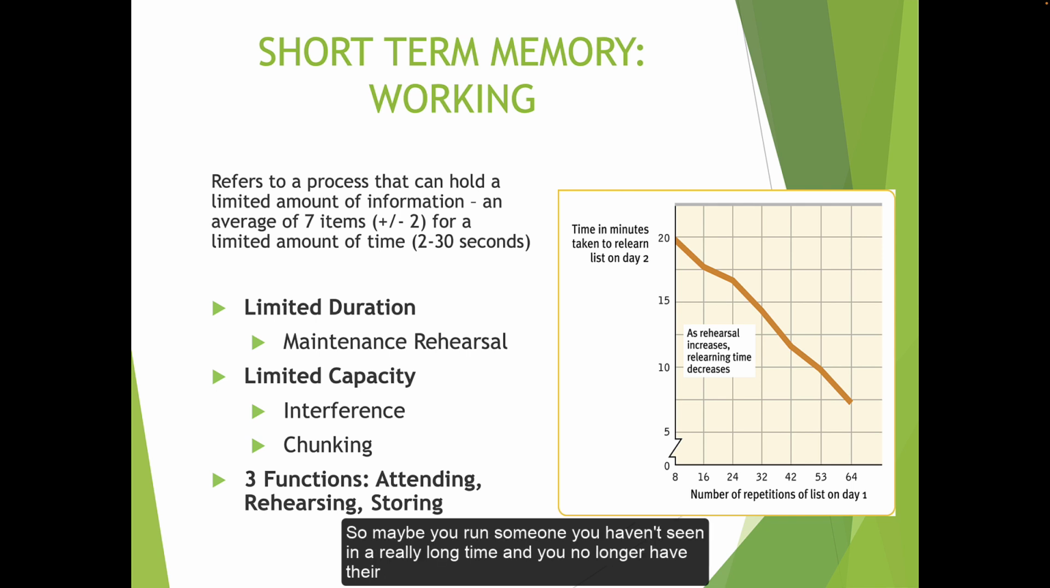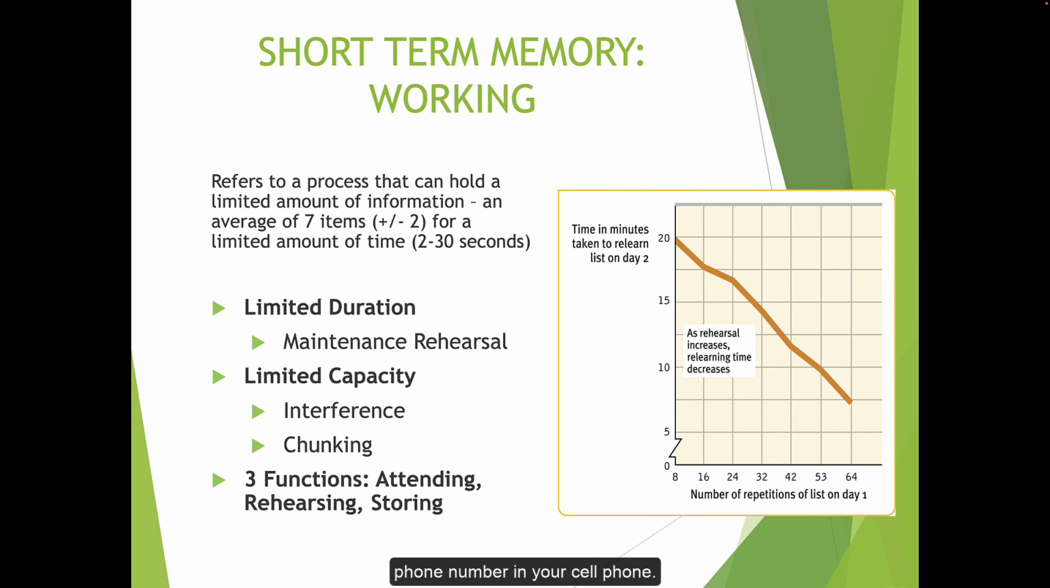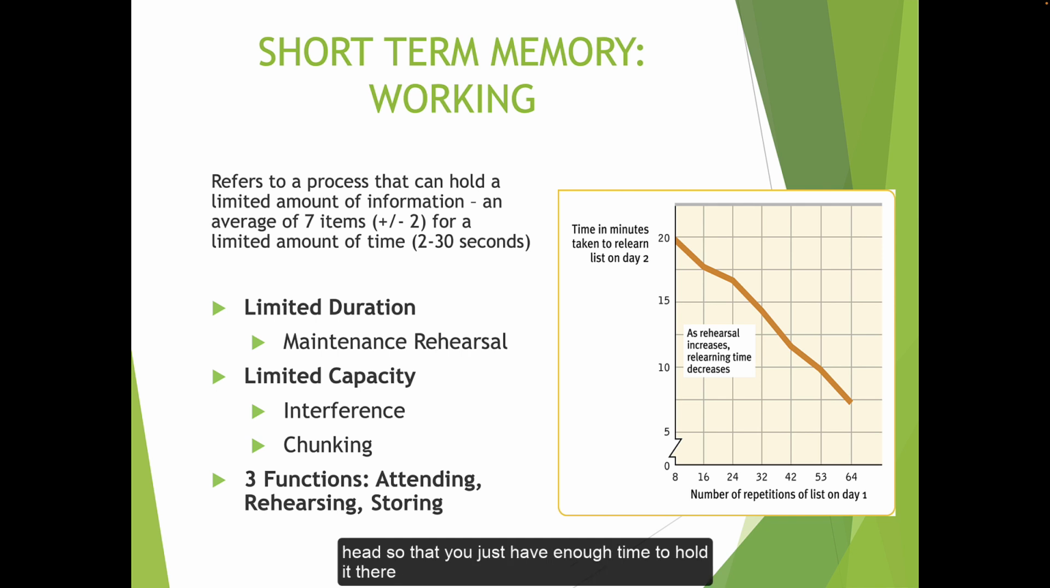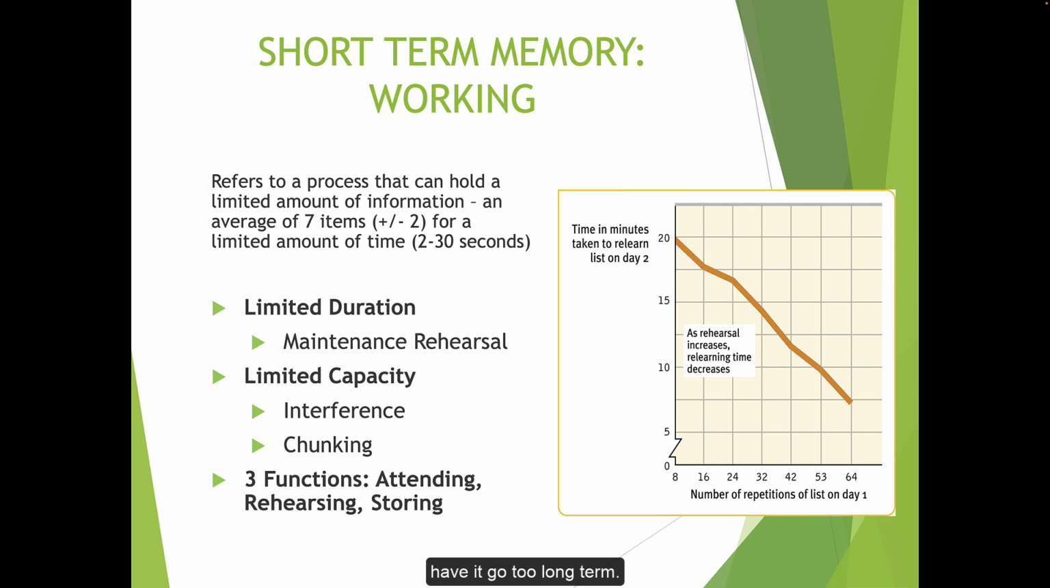So maybe you run into someone you haven't seen in a really long time and you no longer have their phone number in your cell phone. What you do is, as they're giving you the numbers, you're repeating them in your head so that you have just enough time to hold it there to then put it into your phone, and then you can release that information. You don't have to memorize it, right? It's already going to get held for you on your device. So that's an example where we just want information to go in short term, but we don't need to have it go to long term.